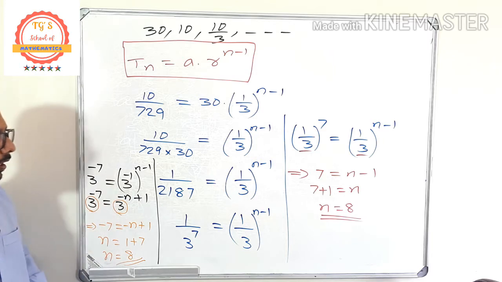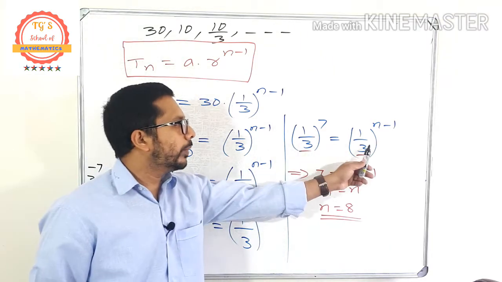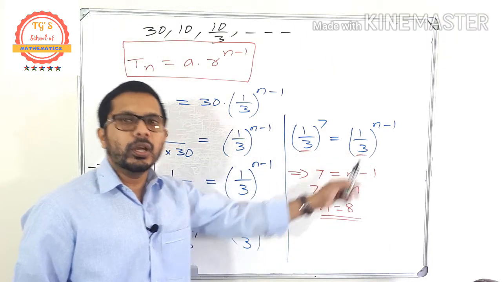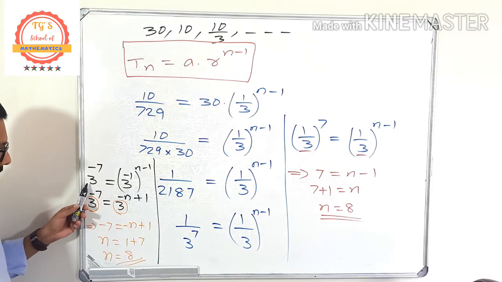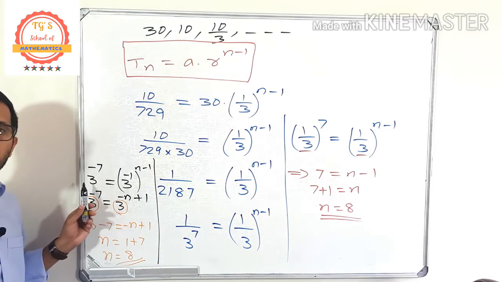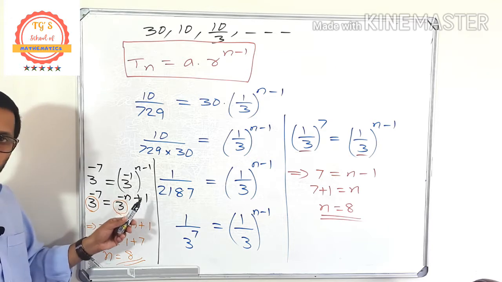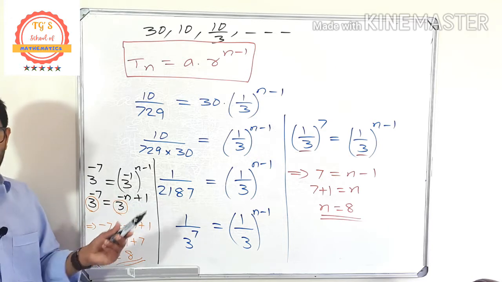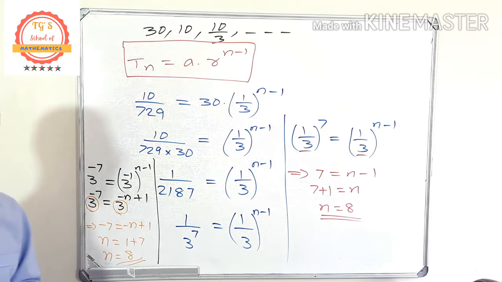Okay. So here I made the base as 1 over 3. Or you can make the base as 3, same bases on both sides. Okay. Then also you will get the same answer.